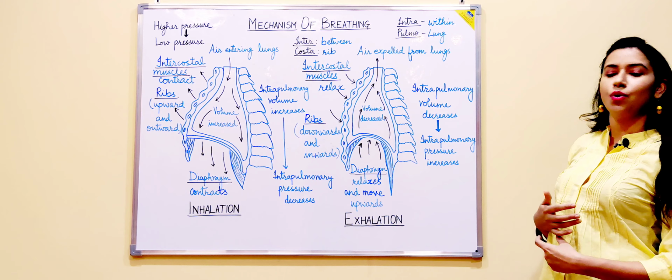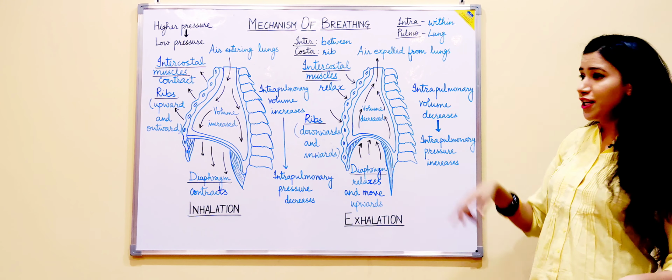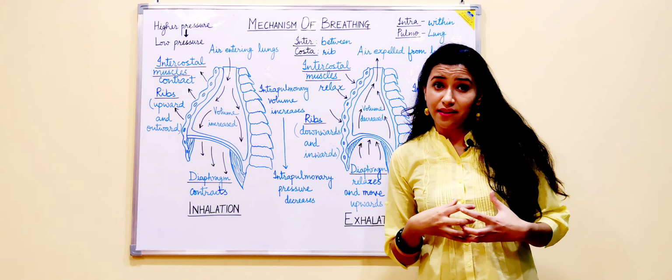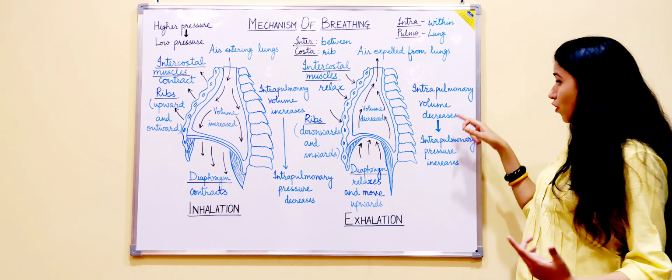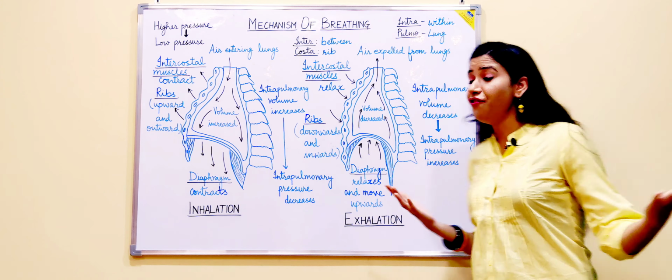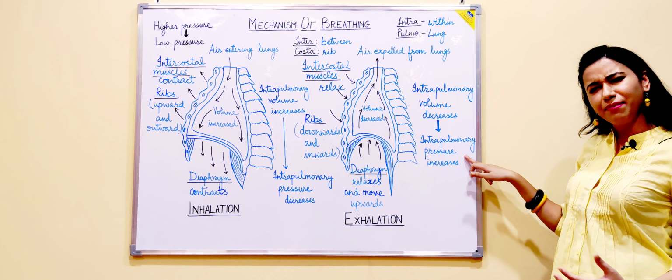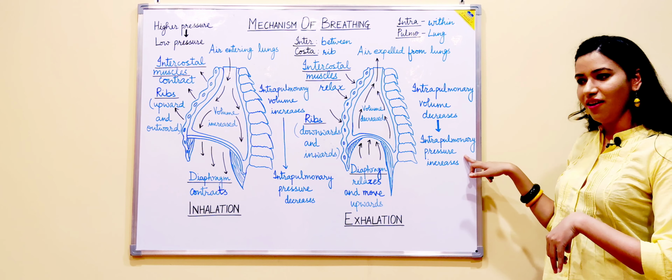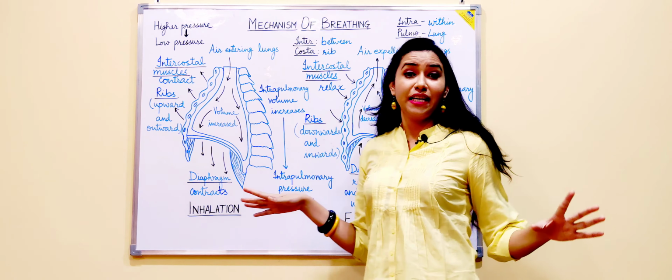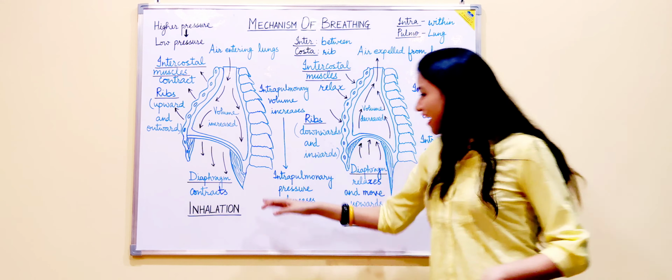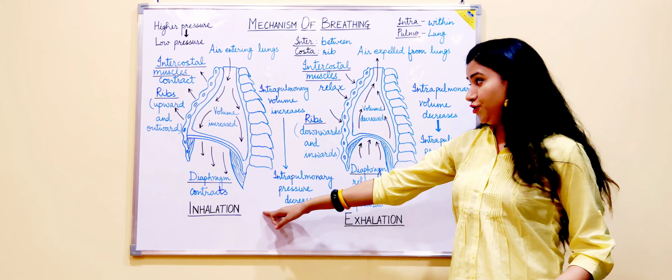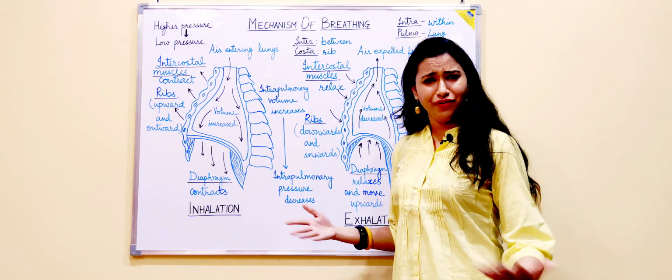So whenever I'm going to use the word intrapulmonary, it means I'm talking about inside the lungs. So if it is intrapulmonary volume, that means the volume inside the lungs. If it is intrapulmonary pressure, that means the pressure inside the lungs, right? I hope you have understood the labeling, so let's get started, right? First, we'll start with inhalation. So let's get started with diaphragm only.